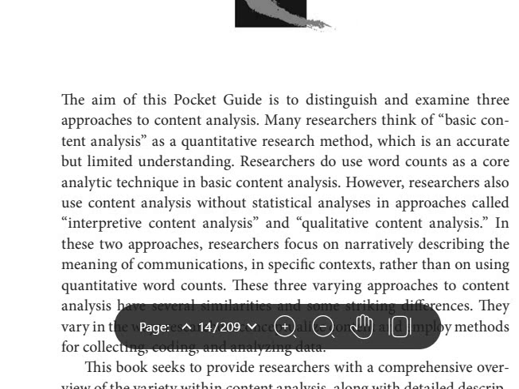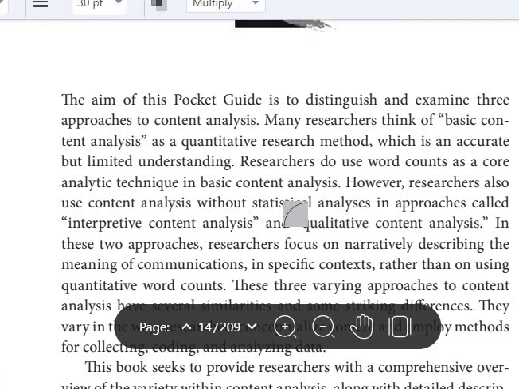Okay, let's highlight the most important idea here. Researchers do use word counts as a core analytic technique in basic content analysis, okay? However, researchers also use content analysis without statistical analysis in approaches called interpretive and qualitative. So this is one difference between the first and both the second and the third one, is that the first one depends on the word counts, because you're mainly counting, okay?